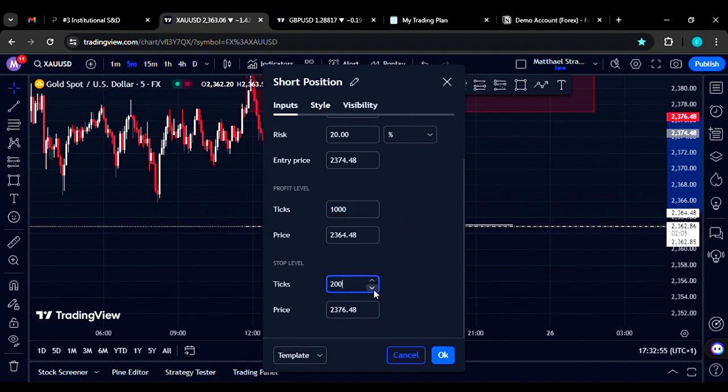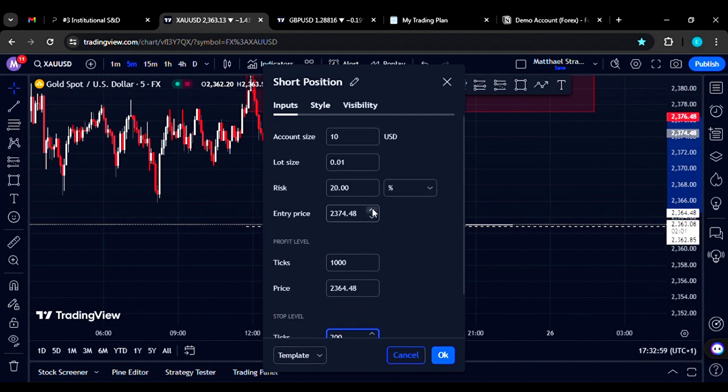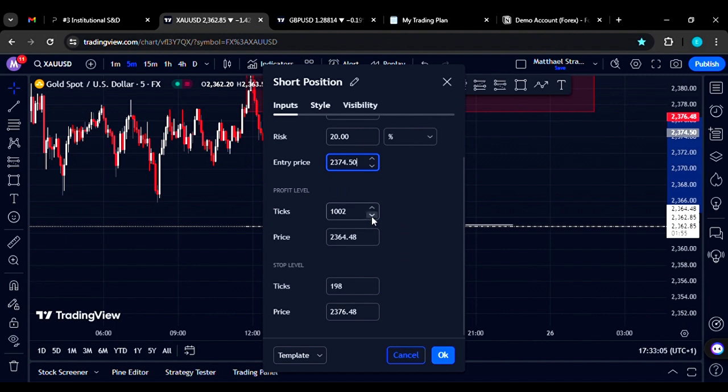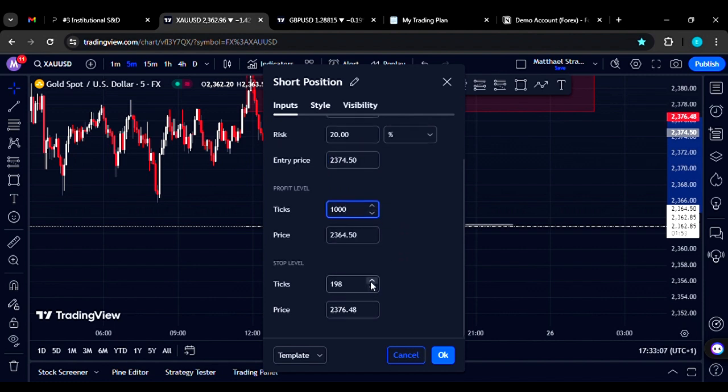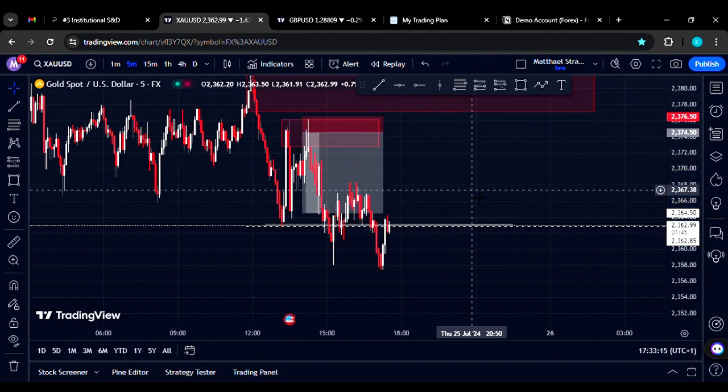Then the risk is 2. Then I set this appropriately. I usually like my prices to be in round numbers. So yes, now we're good.